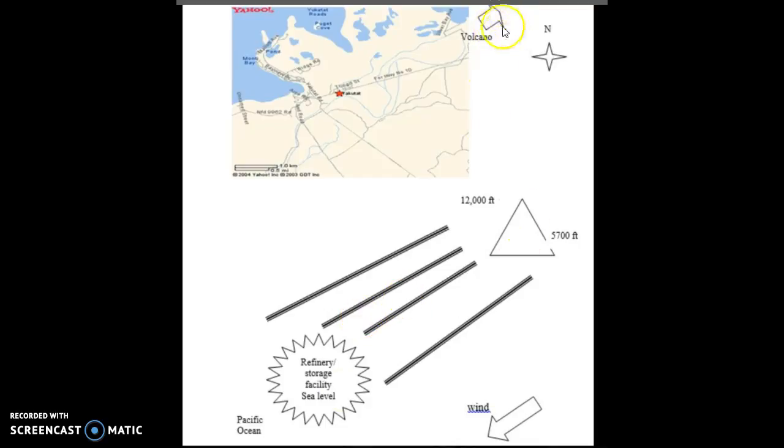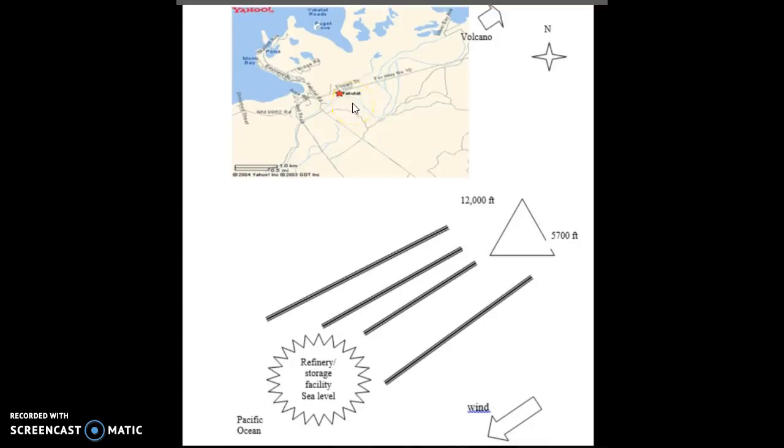Here's your volcano over here in the diagram part. This is at sea level, the top of your volcano is at 12,000 feet, showing you your wind direction. So this should help you to be able to make your evacuation plan. You need to figure out how to evacuate Yucatán.